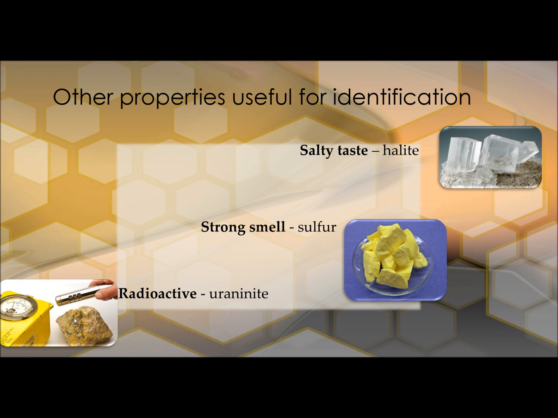And finally, some minerals are radioactive, meaning that they release some radioactive energy, which can be detected by a Geiger counter. A good example of this is uraninite. So that is how you can identify minerals and what minerals are.